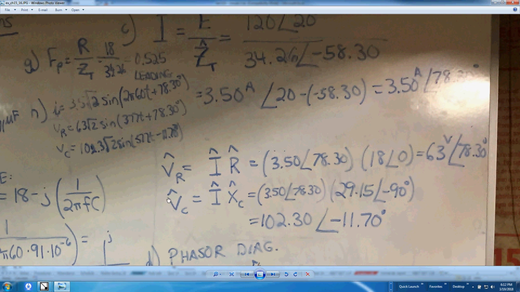And then also it asks for the voltage across the capacitor, which is I times X sub C. Same thing here. X sub C we figured out is 29.15 with an angle of negative 90. So 3.5 times 29.15 equals 102.30 with an angle of 78.30 minus 90 equals minus 11.70.